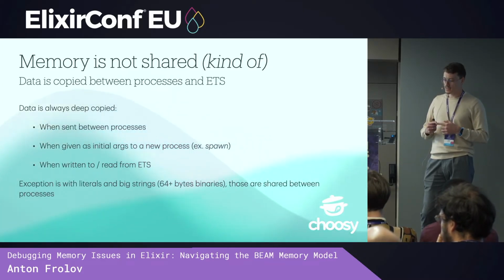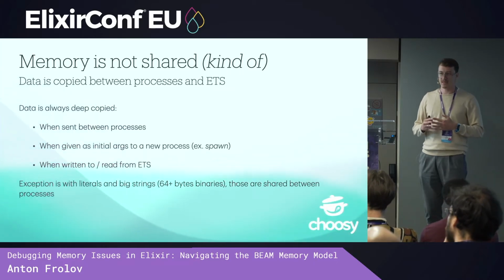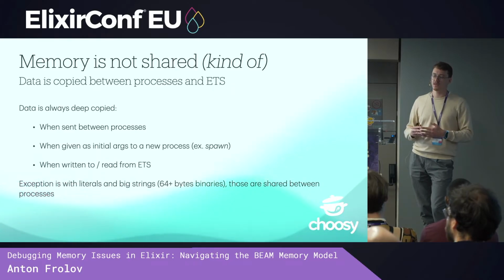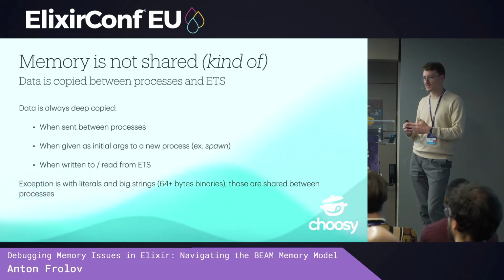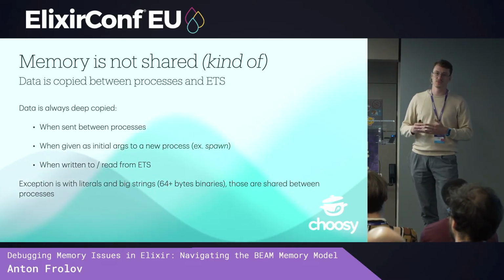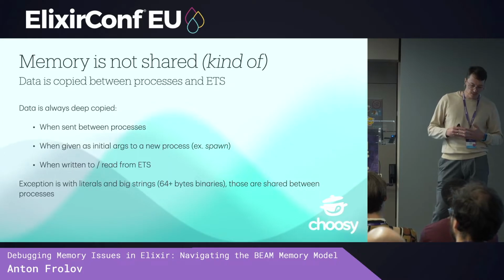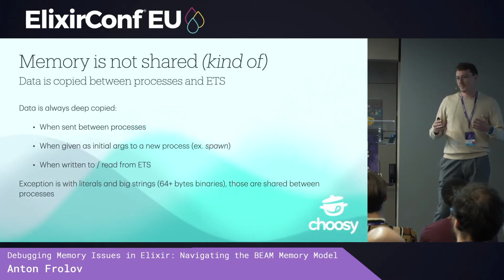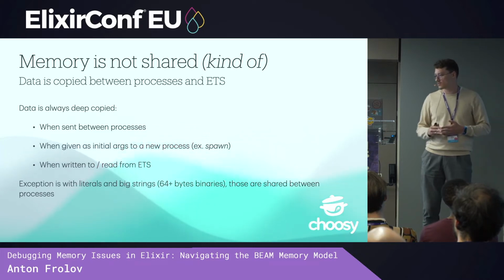So if the data is not shared between processes, then when you send anything to a process, it has to be copied naturally. So the data is copied when it's sent between processes, when it's given as initial arguments to the process on startup, and when it's written to or read from ETS. Now, everything is pretty logical here.